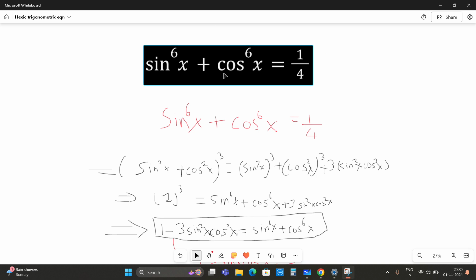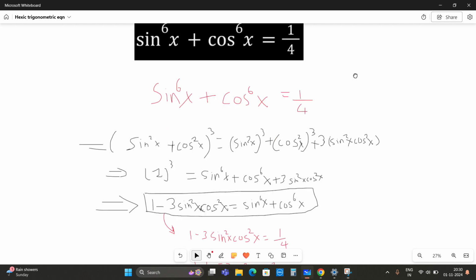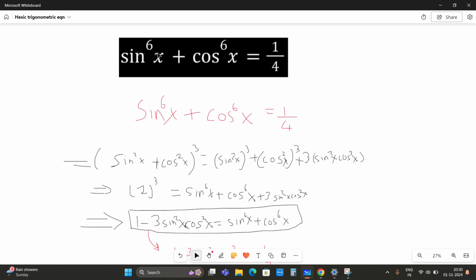Okay, so we got a trigonometric hexic equation which says sin^6 x plus cos^6 x equals 1/4. We can write this equation down like this. Now, we know that sin^6 x plus cos^6 x can be formed by using (sin^2 x plus cos^2 x) whole cubed. This becomes (sin^2 x)^3 plus (cos^2 x)^3 plus 3 sin^2 x cos^2 x, by using the a cube plus b cube identity.